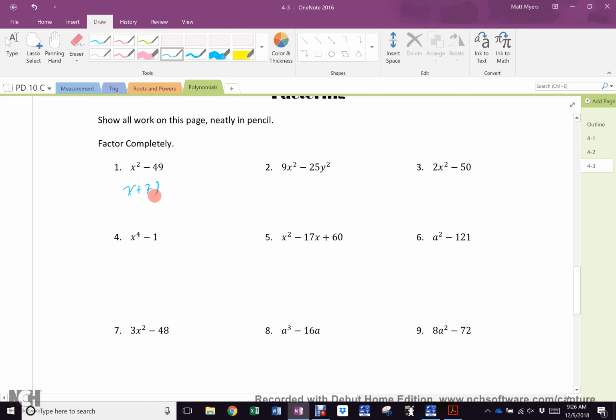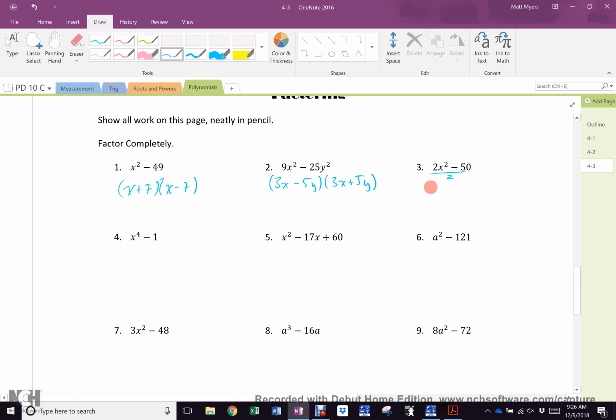x plus 7, x minus 7. Can I reverse those? Yes, because multiplication is commutative. What is this one? 3x minus 5y, and then 3x plus 5y. What's this one? Can't do it like that. What do you got to do?